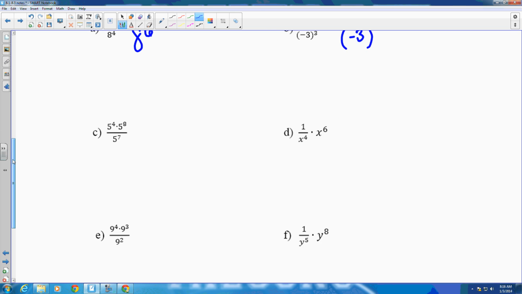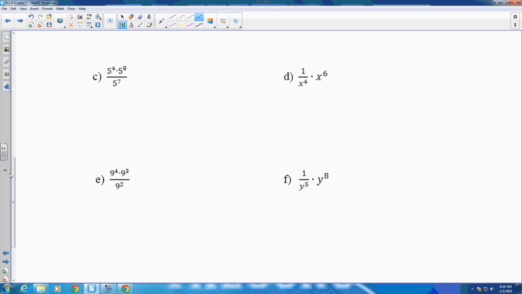Okay, C, we are actually combining some of the properties that we learned in section 1. We have to combine the two on top first. Because they're being multiplied, we add the exponents on top, divided by 5 to the 7th, and now we can use the new property we just learned by subtracting those two exponents, and we get 5 to the 5th.